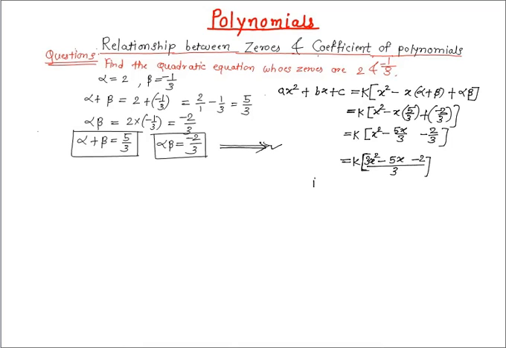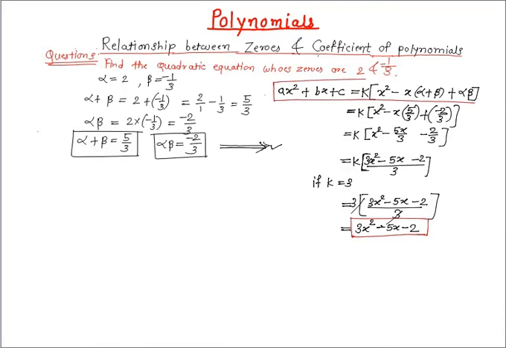Again solve this, if the LCM is 3, you get 3x square minus 5x minus 2. Now if this k is 3, what do we get? 3 into 3x square minus 5x minus 2 divided by 3, and this 3 gets cancelled. The final quadratic polynomial we get is 3x squared minus 5x minus 2. So this is the quadratic polynomial whose zeros are 2 and minus 1 by 3. We just need to remember this formula and find the quadratic equation.